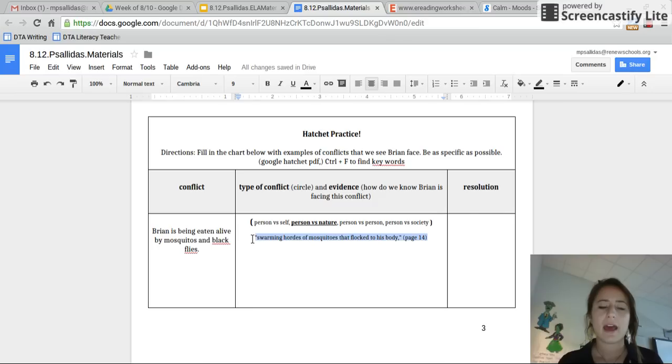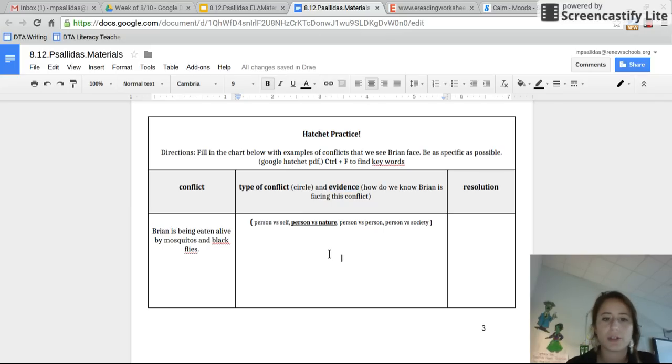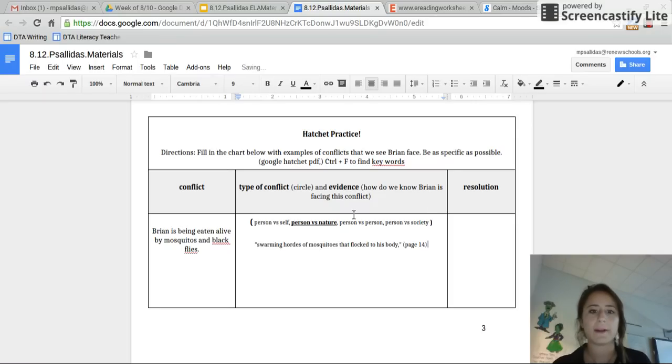And then I also want you to add evidence that supports or shows that this conflict is happening in this story. So you have to go back to your text and check. And I found this piece, because remember, it always has to be in quotation marks with a page number: "Swarming hordes of mosquitoes that flocked to his body."